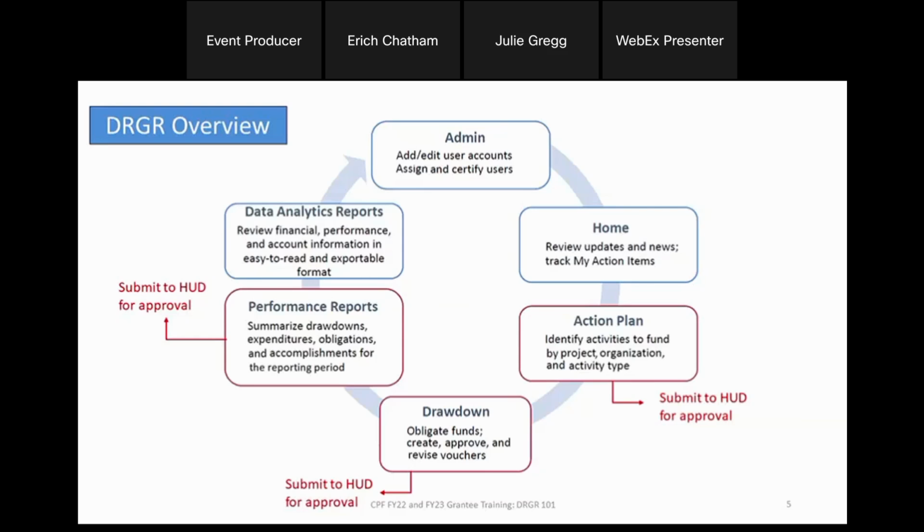You'll have your performance reports where you'll summarize your drawdowns, your expenditures and obligations, as well as accomplishments for the various reporting periods. And those will be submitted to HUD through the DRGR system and have to be approved. Finally, again, there is a reports module or a data analytics module where you can review your financial performance and account information in easily readable, exportable reports.